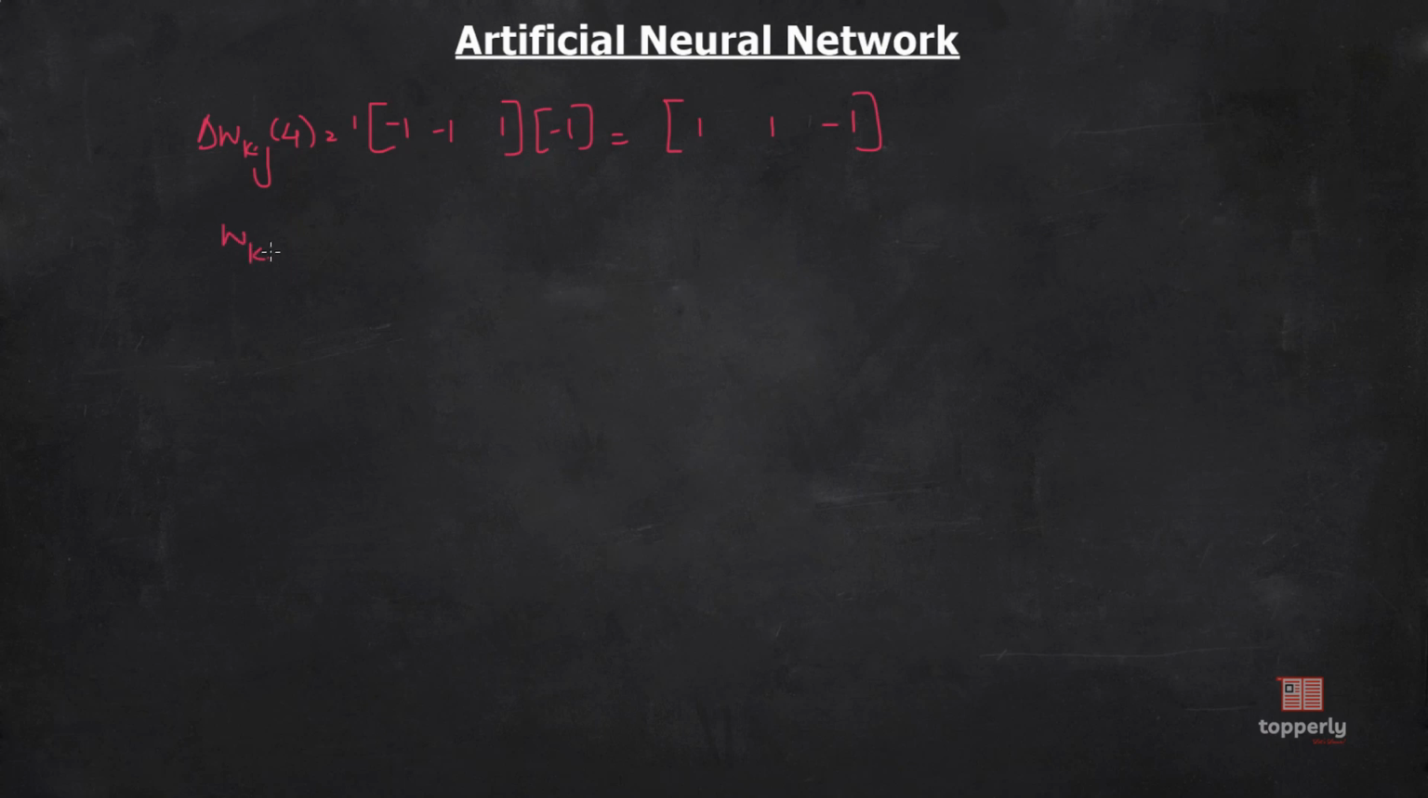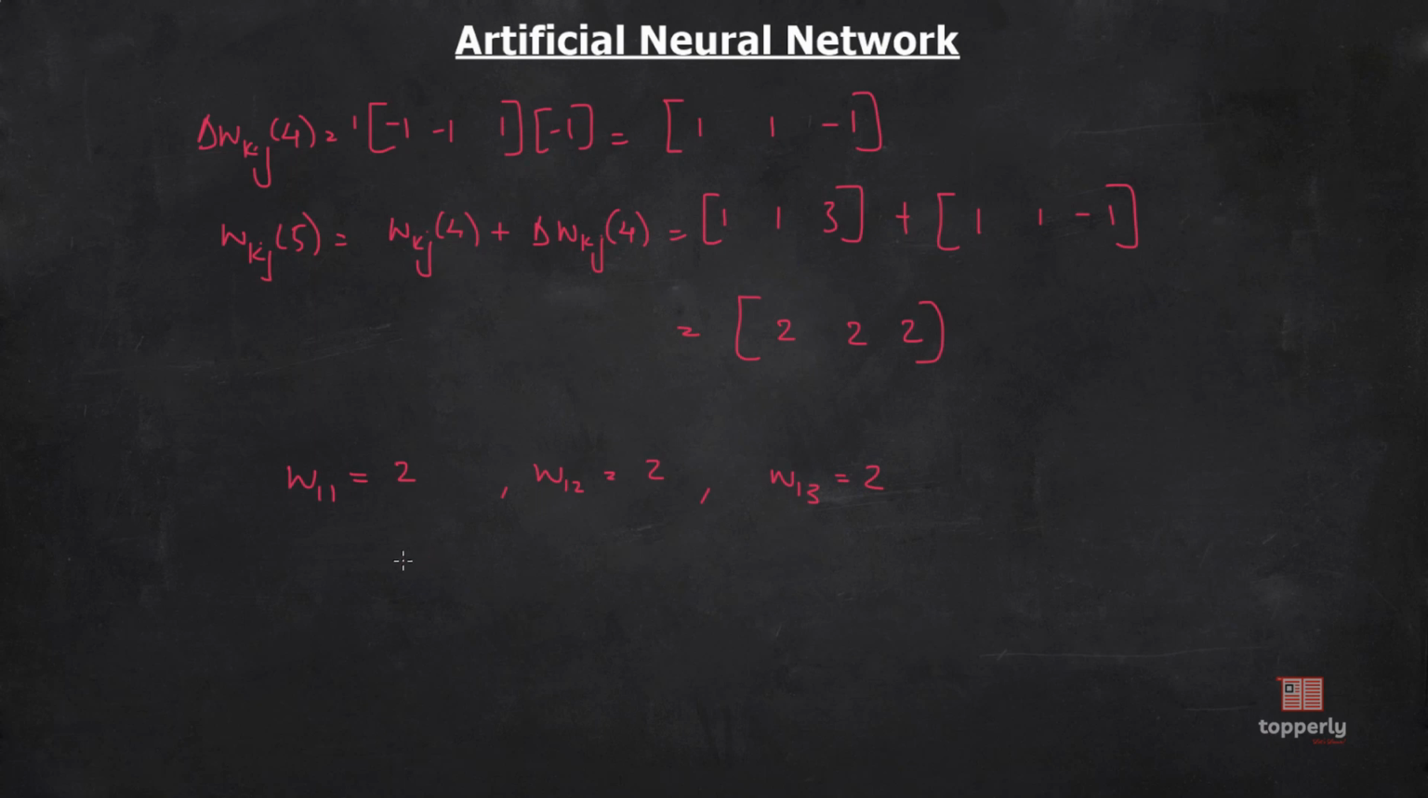Now we can write wkj of 5 as wkj of 4 plus delta wkj of 4, and we have wkj of 4 as 1 1 3. Therefore 1 1 3, and delta wkj of 4 as 1 1 and -1, right? This can be written as 2 2 and 2. Therefore the final Hebbian network, the final modified weights are w11 equal to 2, w12 equal to 2, and w13 equal to 2. So we have implemented the logical OR gate for Hebbian mechanism.